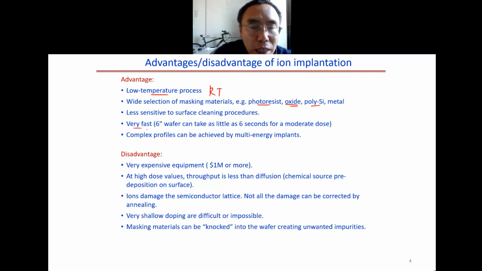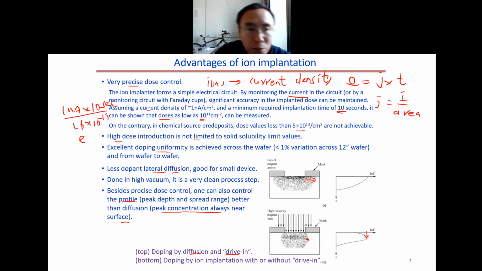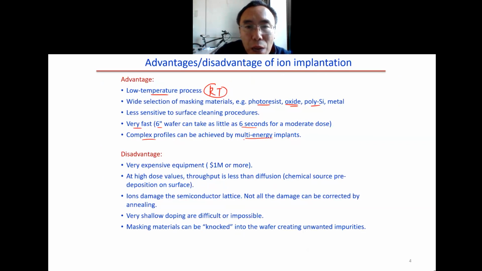It is very fast. For example, a 6-inch wafer can take 6 seconds for a moderate dose. Because this is room temperature, there is no heating up and cooling down process. And we can have complex profiles by multi-energy implant. This is the same as what we have seen here. The profile can be controlled because we can have multiple energies and multiple doses to give the profile as we want.